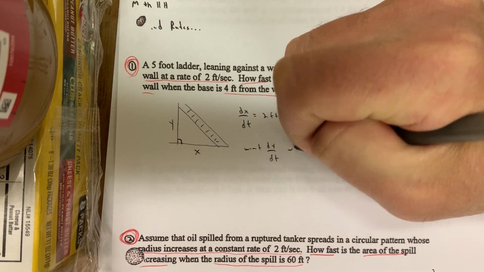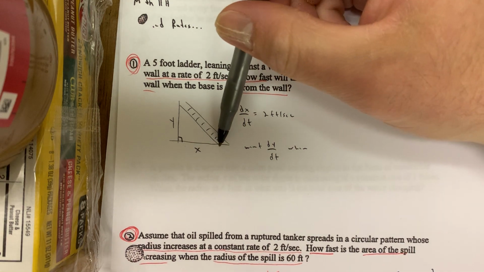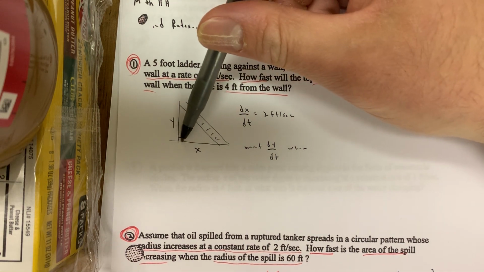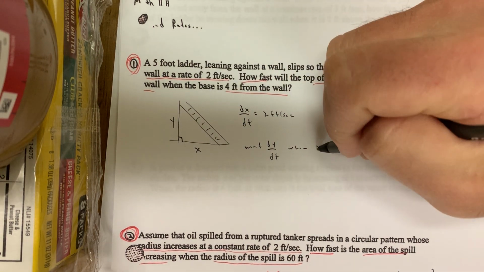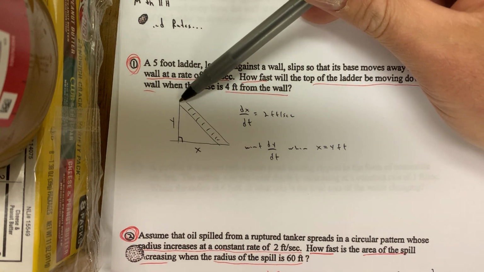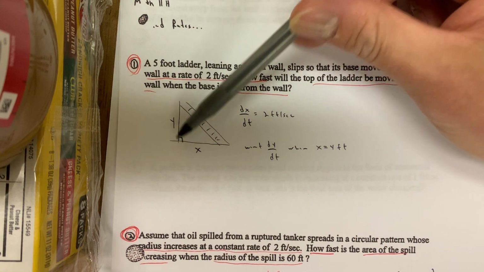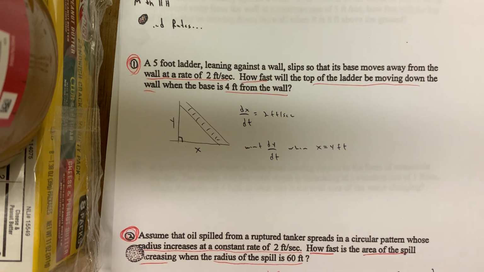Then they tell you a specific instant when the base is 4 feet from the wall. Here's the base of the ladder. Here's the wall. That's when x equals 4 feet. Don't be putting when y equals 4 feet. You got to think about it. This is not the base. This is the top of the ladder. If they said when the top of the ladder is 4 feet from the base of the wall, well, then you could say when y is equal to 4. Be careful.